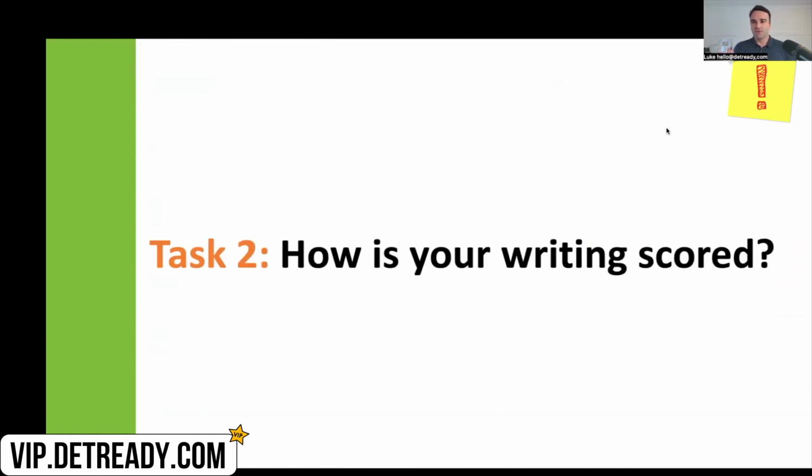Okay, so before I jump into the tips, we're going to talk firstly about the key points. So we've looked at the different types of writing questions, but how is your writing scored? Does anyone know? You can write in the chat. In what ways do you think your writing is scored? What is Duolingo looking for?